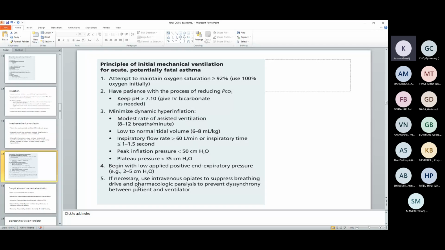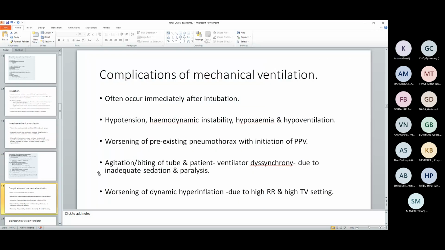If we find that the patient is not cooperating with the ventilator, or there is patient-ventilator dyssynchrony or agitation, then we can consider sedation with opioids with or without muscle paralysis to overcome that dyssynchrony.